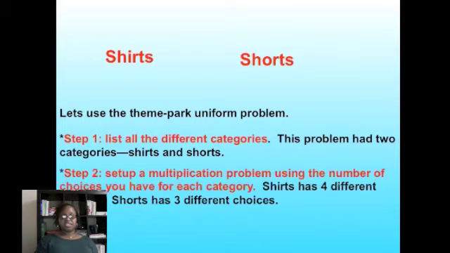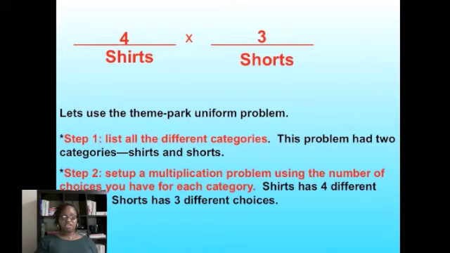The next step that I need to do is set up a multiplication problem using the number of choices you have for each category. So shirts, there were 4 different choices for shirts. You could have had like red, blue, black, or green, okay? And then there were 3 different shorts. So you had shorts in what, khaki, gray, and black. I'm not sure, I couldn't remember. But there were 3 different shorts.